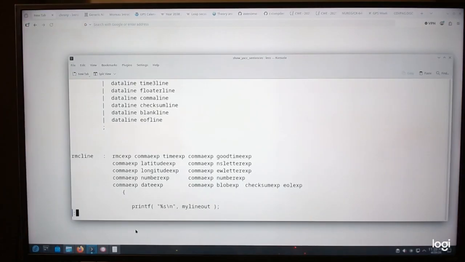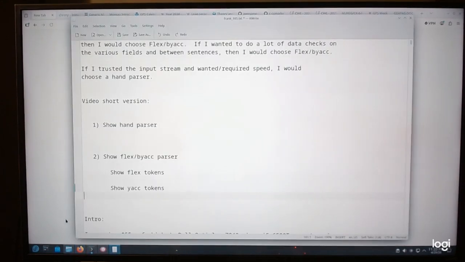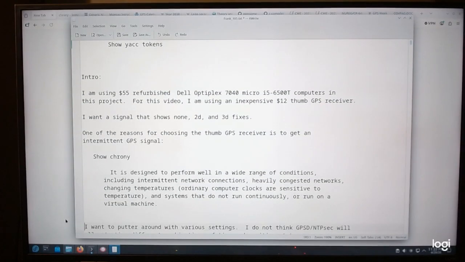They can explain it a little better than I can. Anyway, let me get out of here. Let me get back to my notes. Let me see where I'm at. Introduction. Yeah, let me show you.